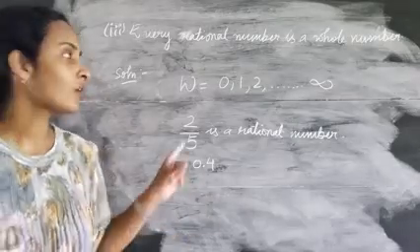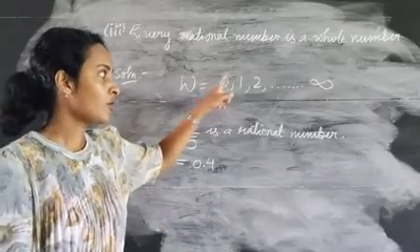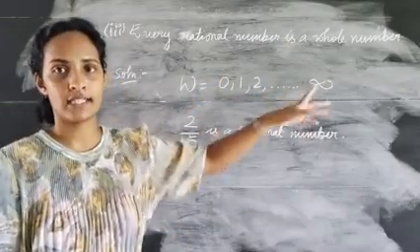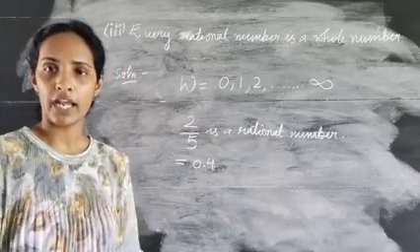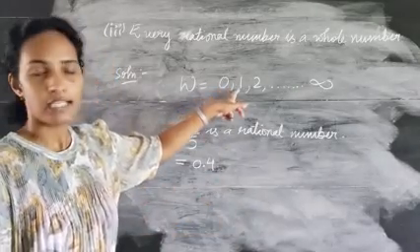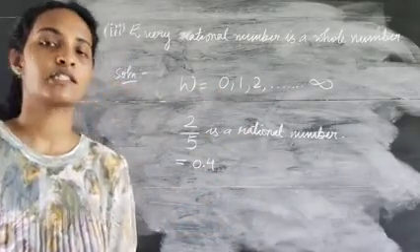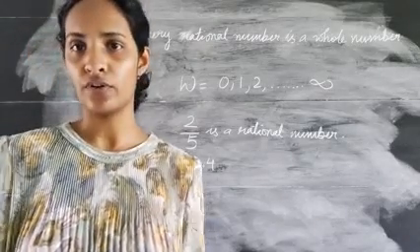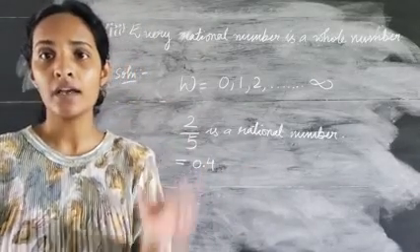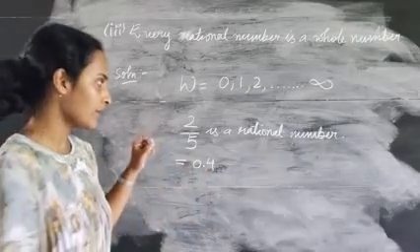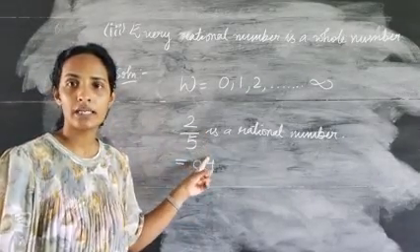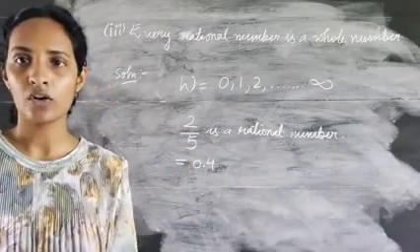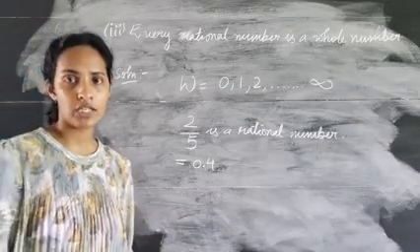Now, look at the whole number set: 0, 1, 2, 3, 4, 5, 6. Can you see 0.4 anywhere? After 0, it's directly 1. It is not 0.4, right? 0 point something does not come in the whole number set. So that means every rational number is not a whole number, right? But some rational numbers are.